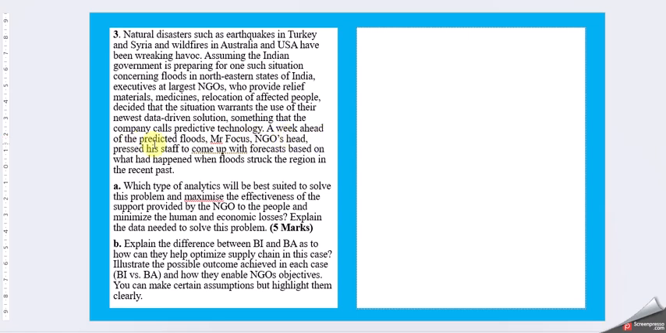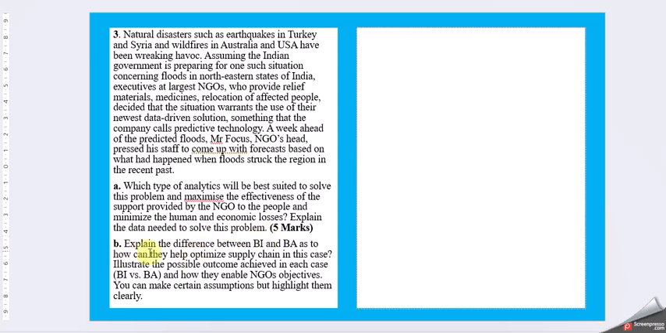A week ahead of the predicted floods, the NGO's head pressed his staff to come up with a forecast based on what had happened when floods struck the region in the recent past. The question is asking which type of analytics will be best suited to solve this problem and maximize the effectiveness of the support provided by the NGOs to the people and minimize the human and economic losses. Explain the data needed to solve this problem.